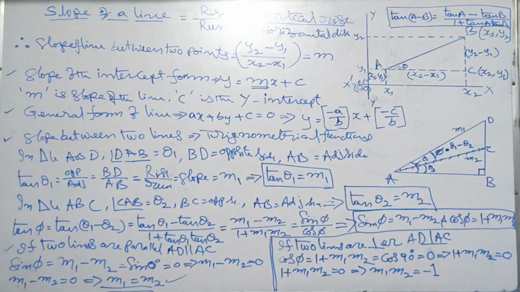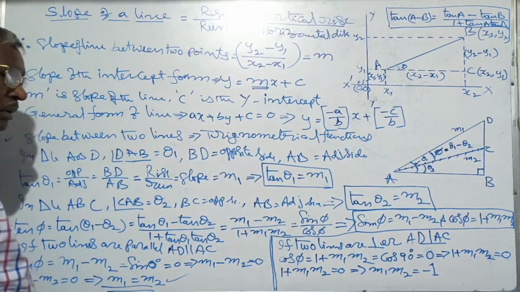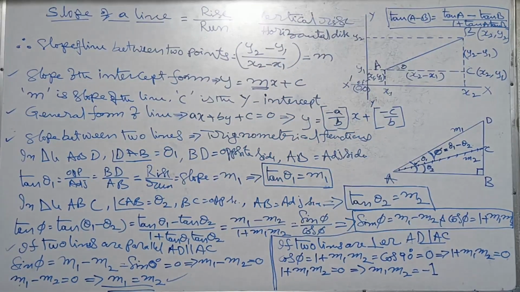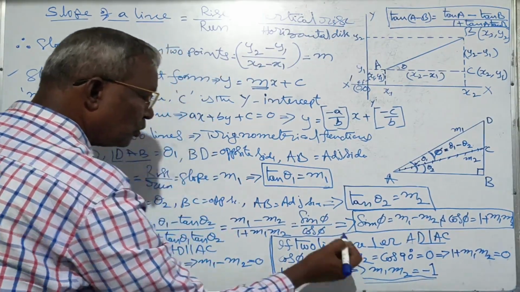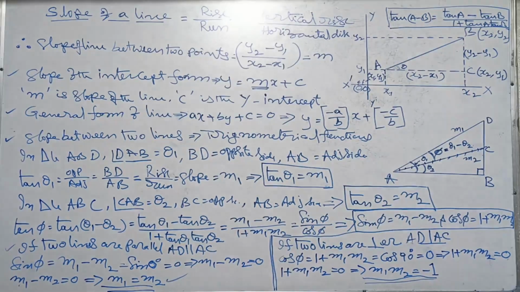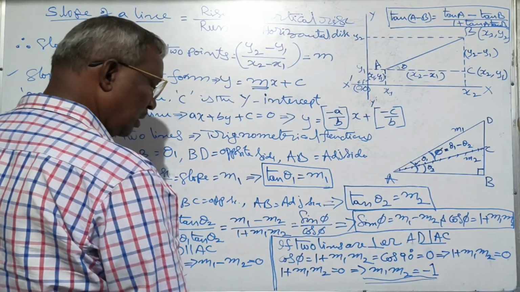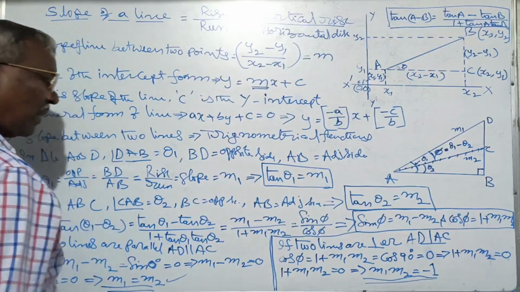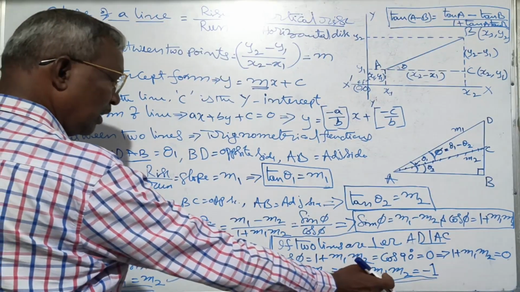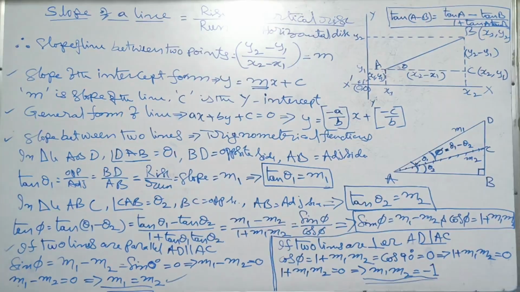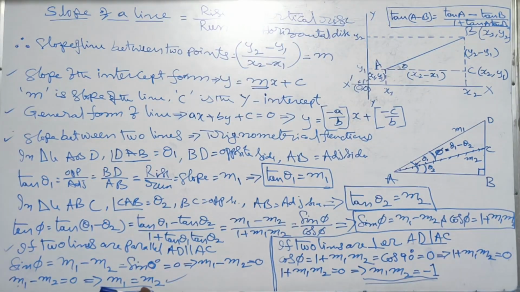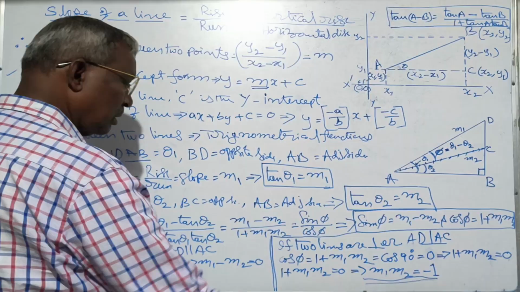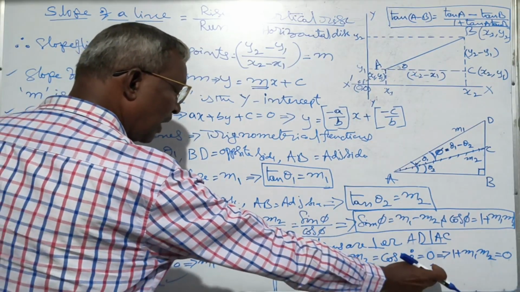So that means if two lines are perpendicular, the product of their slopes is equal to minus 1. That is m1 into m2 is equal to minus 1. If two lines are parallel, their slopes are equal. If two lines are perpendicular, the product of their slopes is minus 1.